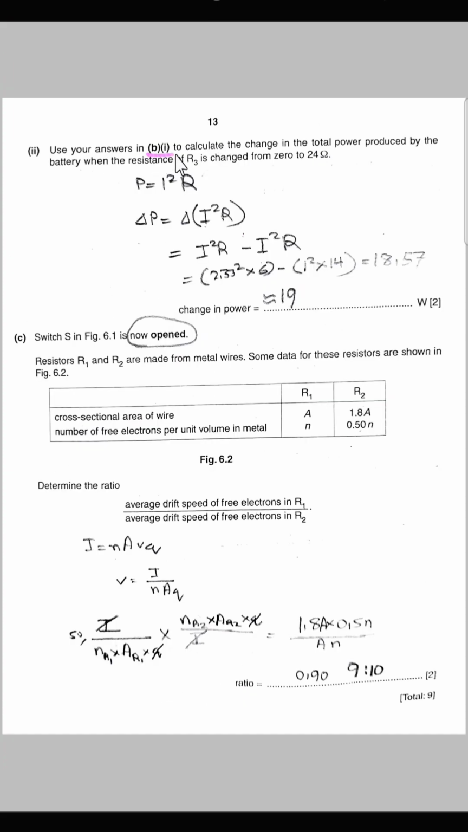Use your answer from B1 to calculate the change in total power produced by the battery when the resistor R3 is changed from 0 to 24 ohm. So R3 is changed from 0 to 24. We need to calculate the change in power.